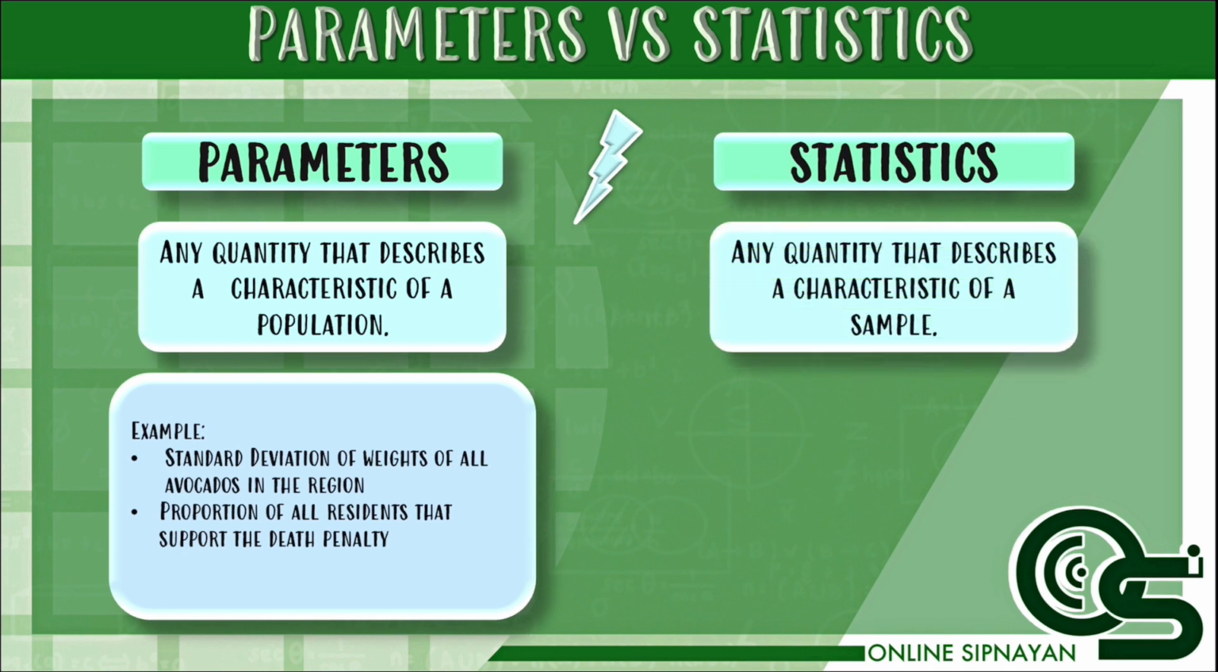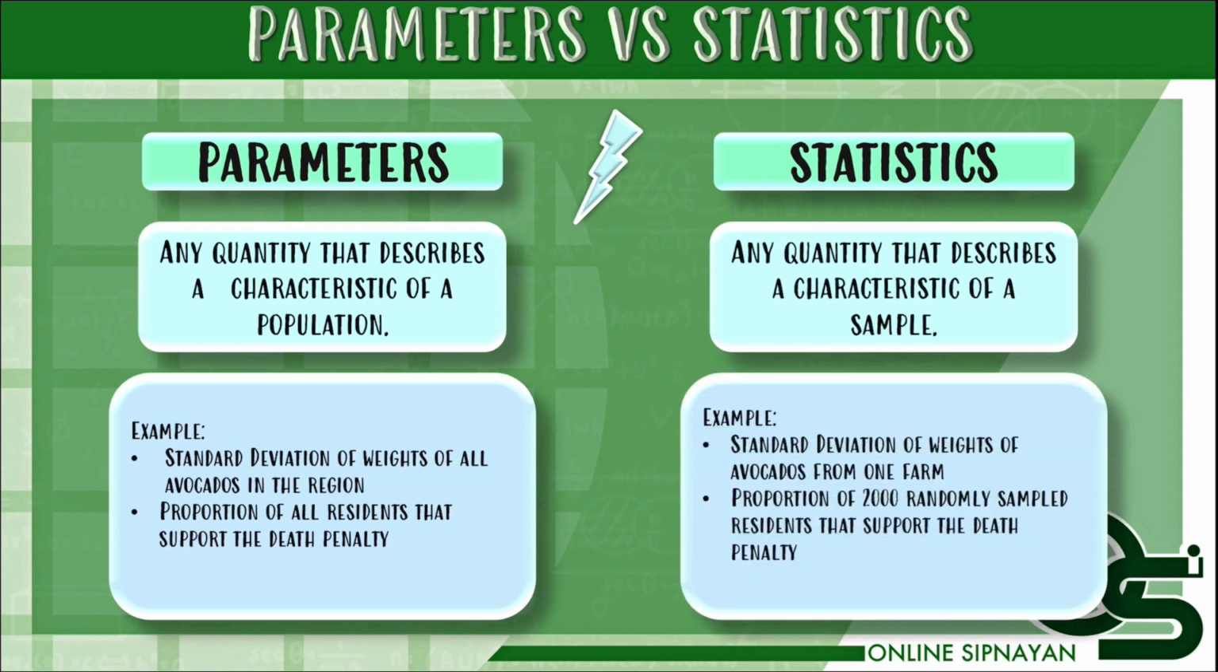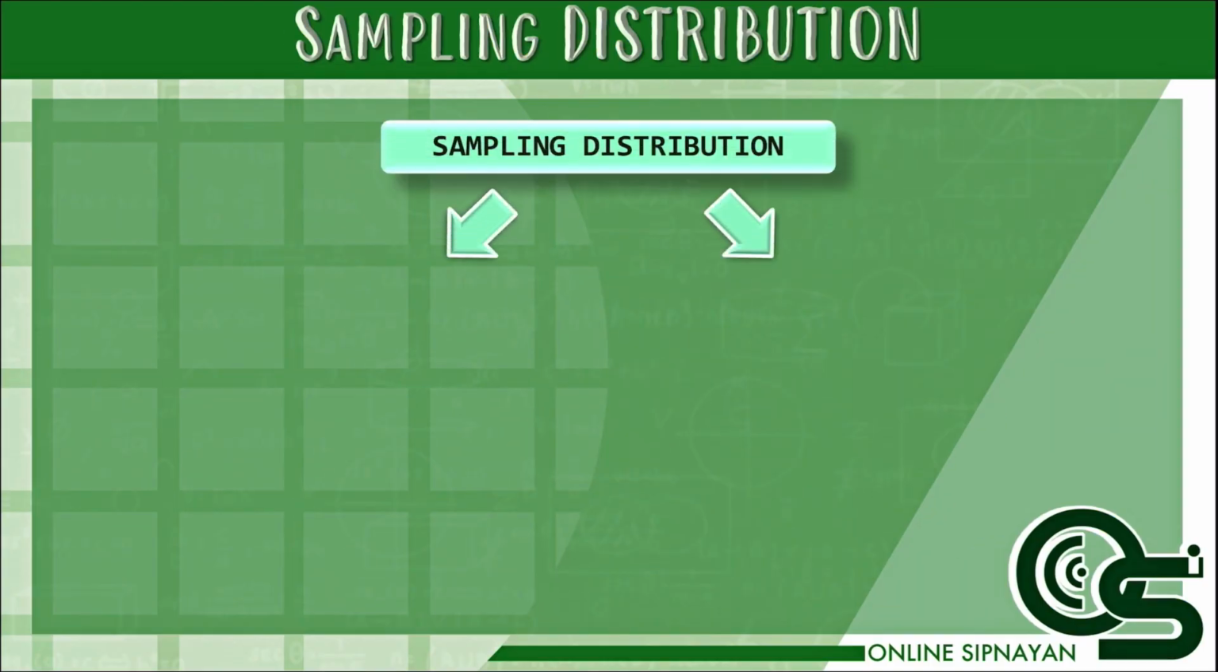Next is statistics. These are any quantity that describes a characteristic of a sample. For instance, the standard deviation of weights of avocados from one farm. Another one is the proportion of 2,000 randomly sampled residents that support the death penalty. If you observe, these examples just represent a portion or a part of a population. Now, let's discuss the sampling distribution of the sample means.